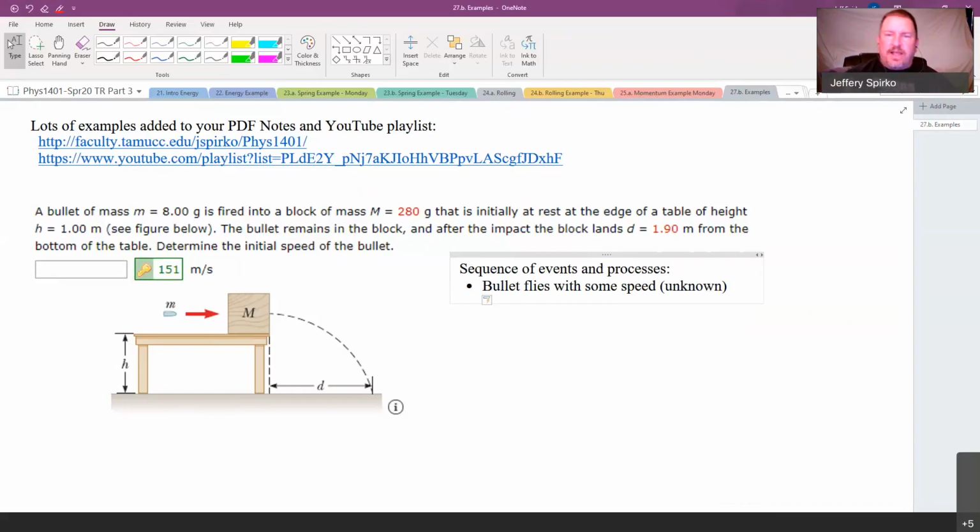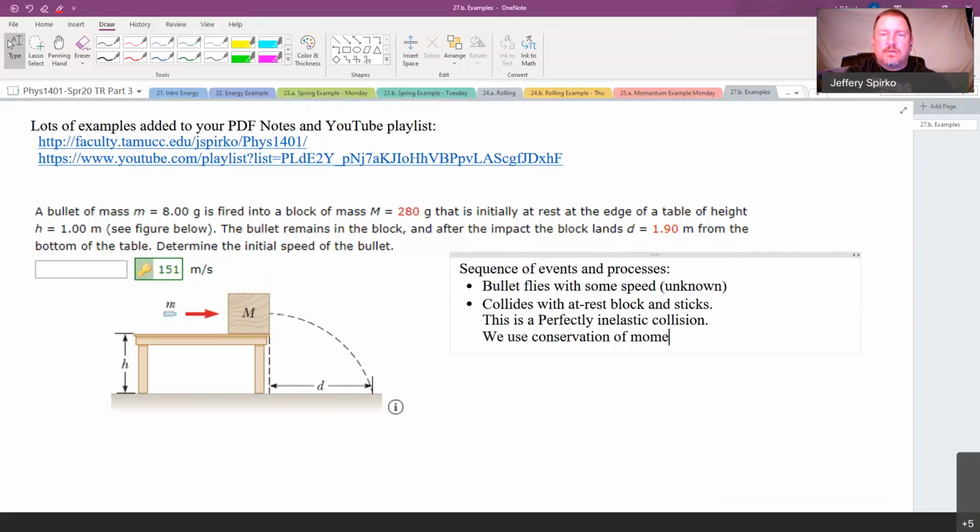The bullet initially flies with some speed, and it collides with the at-rest block. So the bullet hits the block, and it sticks. So this is a special thing. It's called a perfectly inelastic collision, and we'll have to use conservation of momentum for this.